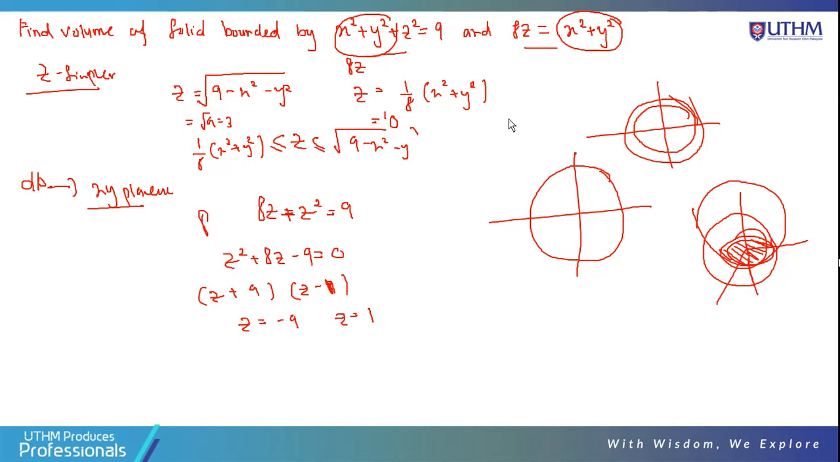Because negative 9 is below, but our limit starts from above. The limit is on the xy plane, so its value is a positive value. So you use the positive value here. When you use this positive value, you get the circle that meets, which is x square plus y square equal to 8. Okay, this is the circle that meets, the intersection between the two functions. So this is the circle that you meet up.